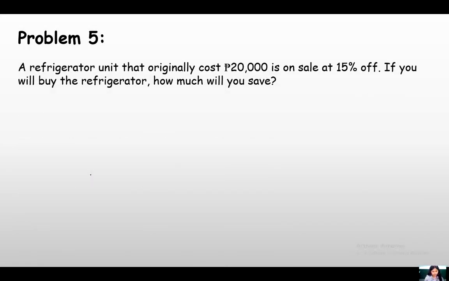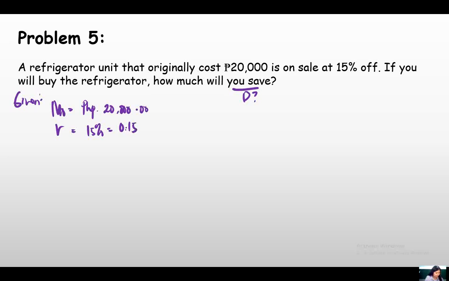So, a refrigerator unit that originally cost 20,000 is on sale at 50% off. If you will buy the refrigerator, how much will you save? So, you are asked for the discount. Okay? So, first thing, always list down the given. So, we have the cost price. Our cost price is 20,000. Our rate is 15%, which is also equal to 0.15.